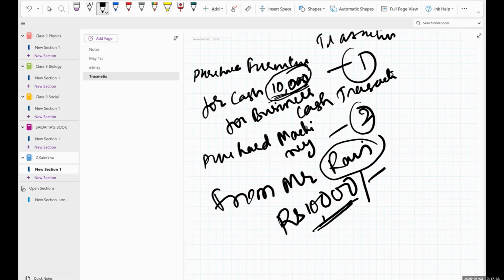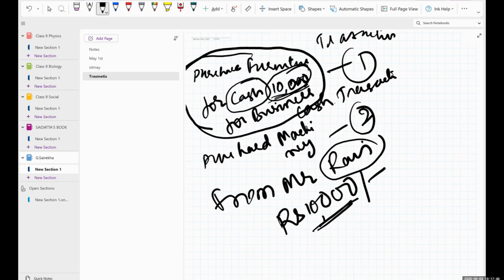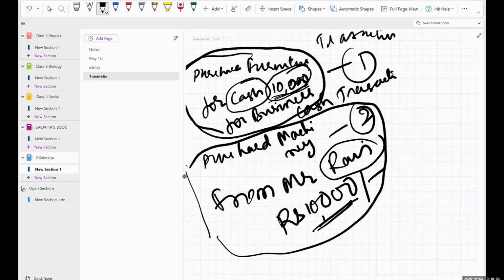Okay. Now the same thing here. If you purchased furniture for cash, here in this transaction, there is no person name. You paid cash 10,000. He wanted 10,000 cash. You wanted furniture. So no name business. But you see the second one. You purchased machinery from Mr. Ravi, amount is 10,000. Here a person name is given. So when a person name is given, it implies that cash has not been exchanged. So in that case, we call this a credit transaction.